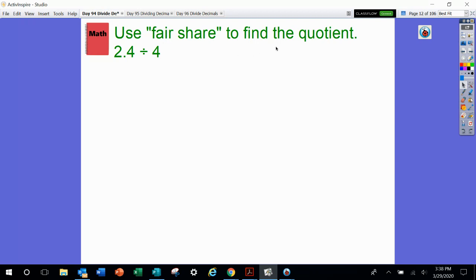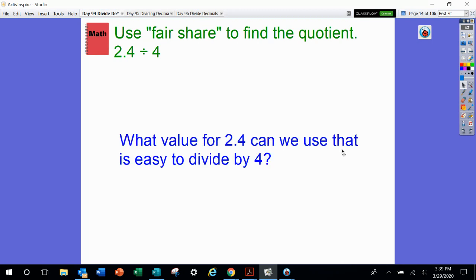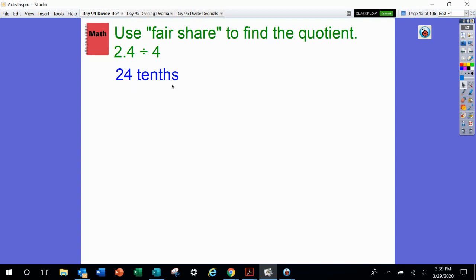Use fair share to find the quotient. 2 4/10 divided by 4. Now I'm going to show you later what I want your notes to look like, but let's think about this. 2 4/10 divided by 4. Can we easily divide 2 1s by 4? No. What value for 2 4/10 that we've already just talked about can we use that is easy to divide by 4? Let's see. We said 2 4/10, and then we said 24/10. That's right. So that's what we're going to use to think about this problem, 24/10.